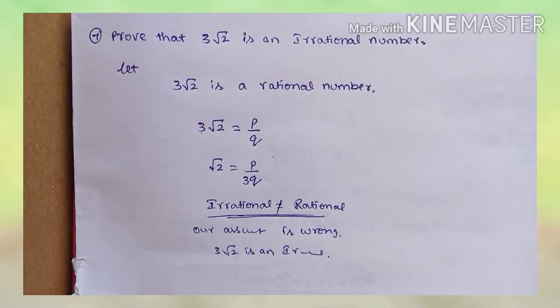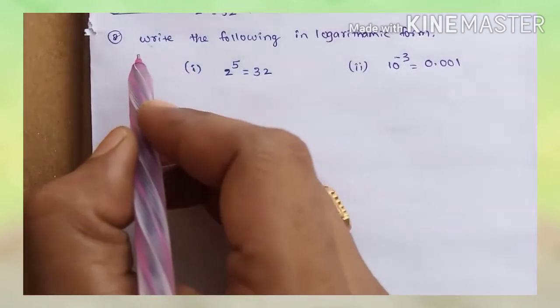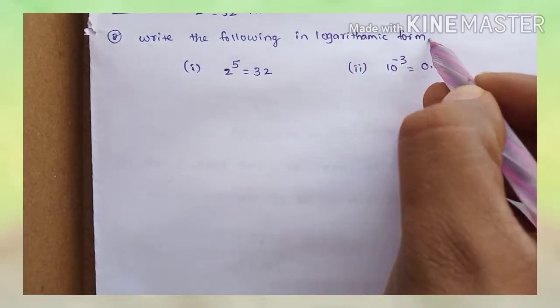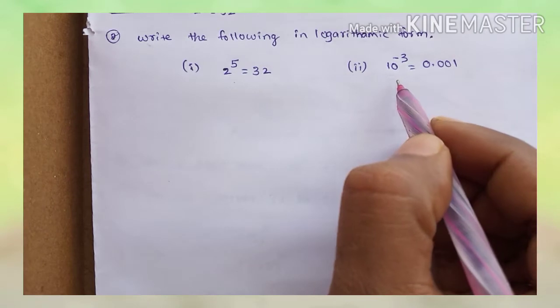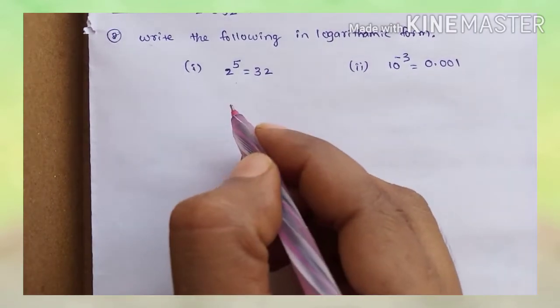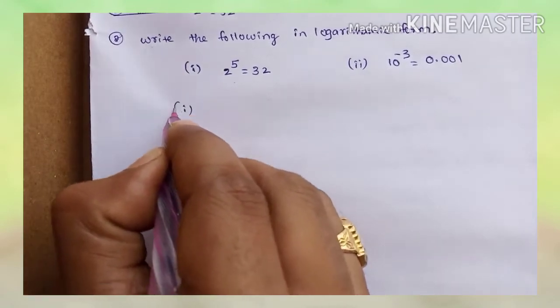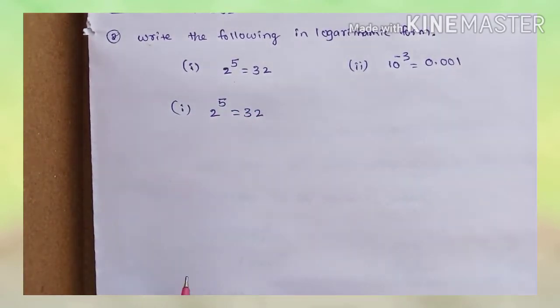Okay, let's go for the next model problem. Now the problem: write the following in logarithmic form. These are in exponential form, you have to write them in logarithmic form. Let's see how to write them. Now first one, given 2 to the power 5 is equal to 32, right?